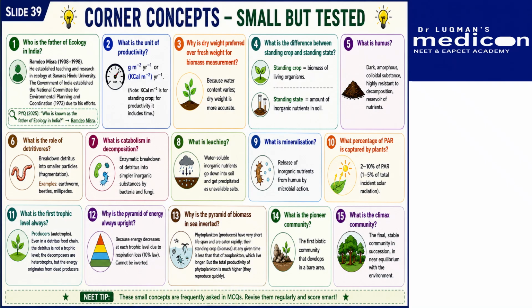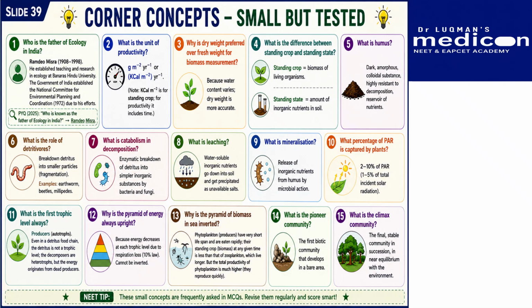What is the unit of productivity? We have already studied this one. Also, we have studied about the standing crop. Why is dry weight preferred over the fresh weight for biomass measurement? Because water content varies. Dry weight is more accurate. What is the difference between a standing crop and a standing state? Standing crop means biomass of all living organisms, whereas the standing state means the amount of inorganic nutrients in soil present at that time.